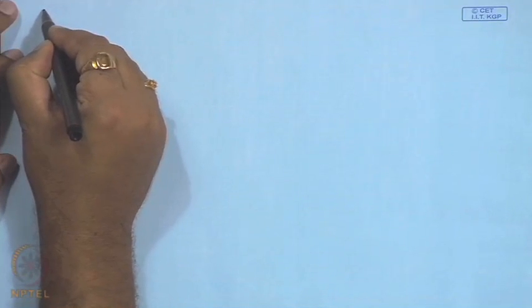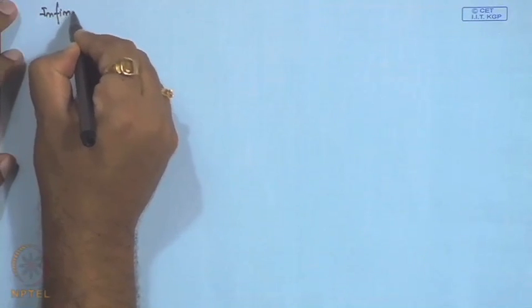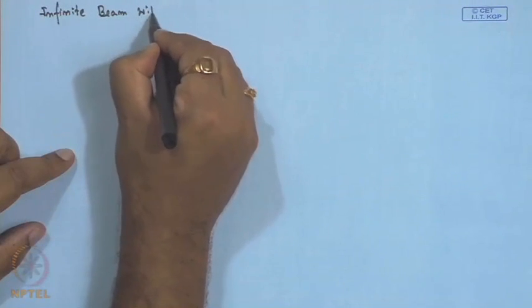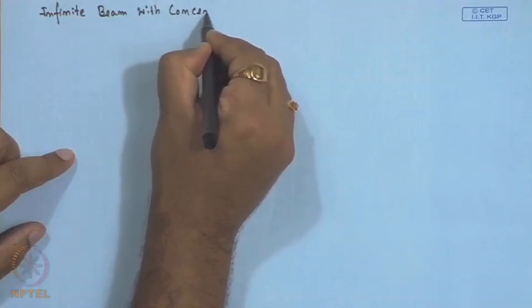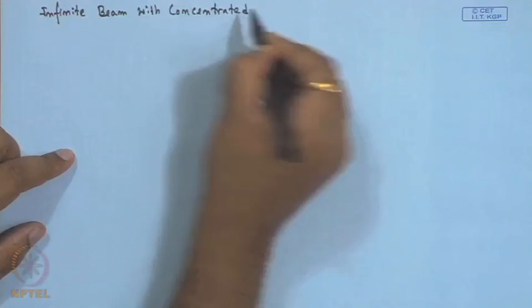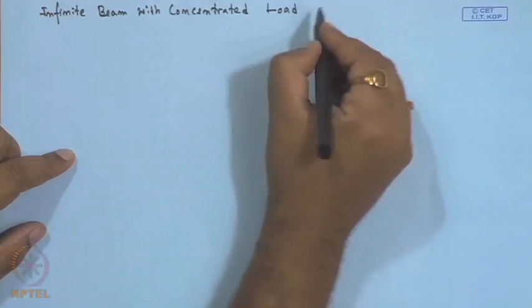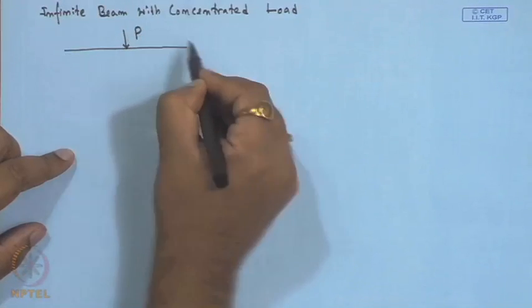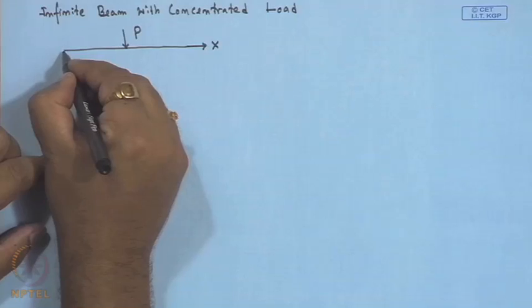In the last class, I discussed the deflection, slope, bending moment and shear force expressions for an infinite beam subject to a concentrated load. So, this is the infinite beam, and we have a concentrated load P here, this is x.